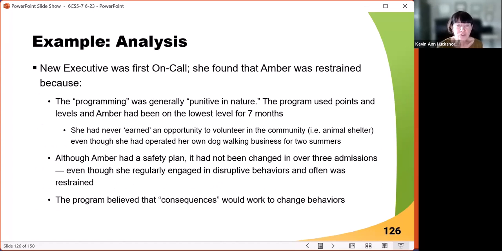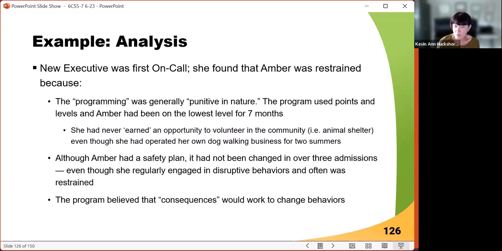So when I was called, I found, and I was pretty new at this program, that the programming was generally kind of punitive in nature. Another story of a kid who was never able to earn any privileges, and she'd been there for 7 months. And because of her behavior, she never got anything going for her. We knew on admission that she loved animals and she loved to work with animals, that she had her own dog walking business for 2 summers.